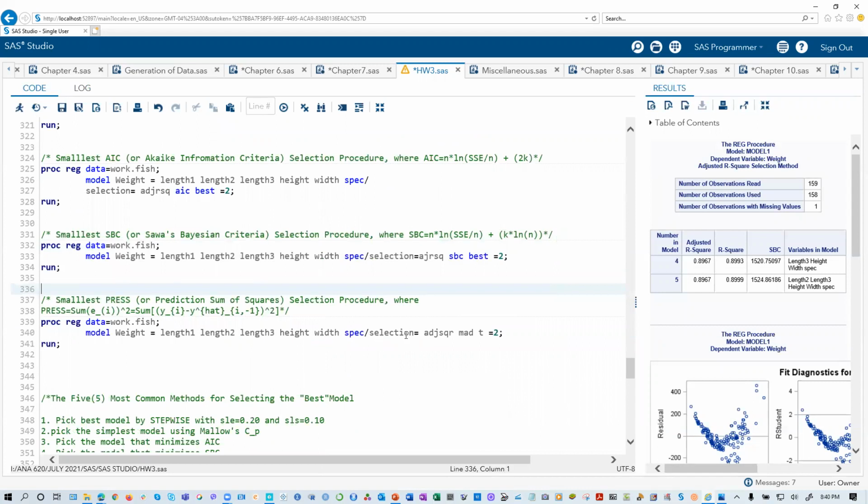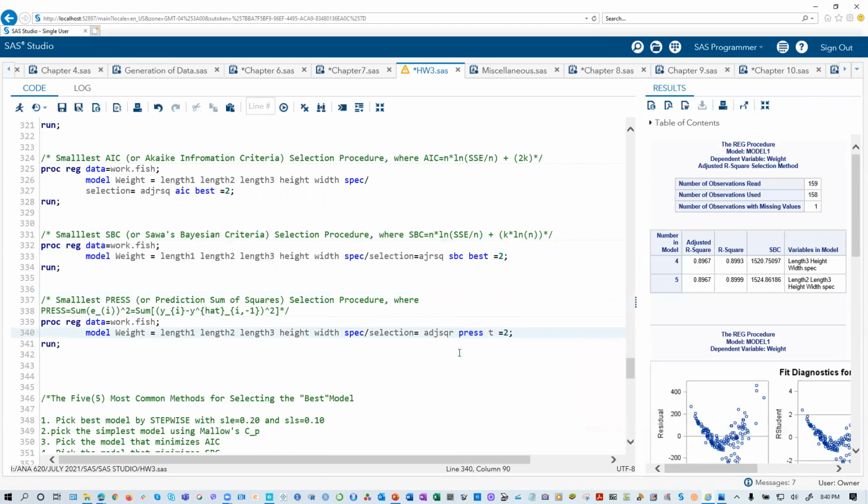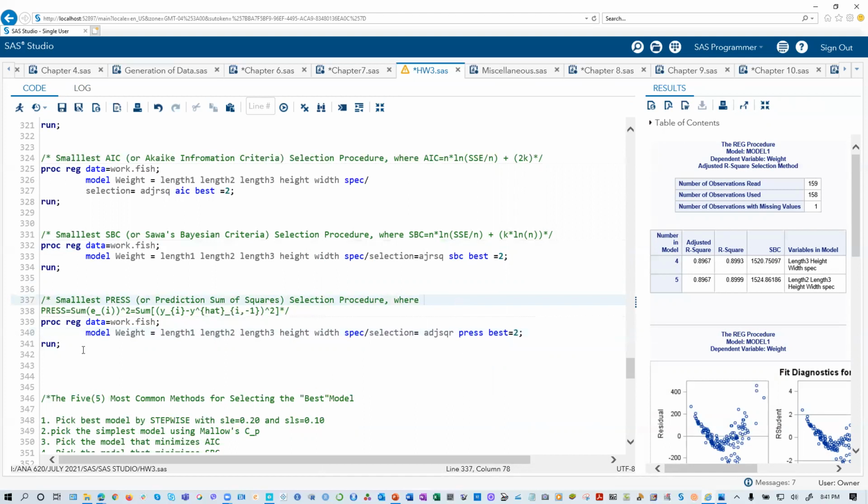Then let's see the press. Let's see, press works. Okay, then best 2, S2 press. That means prediction sum of squares. It's going to go along with the adjusted R square and press.